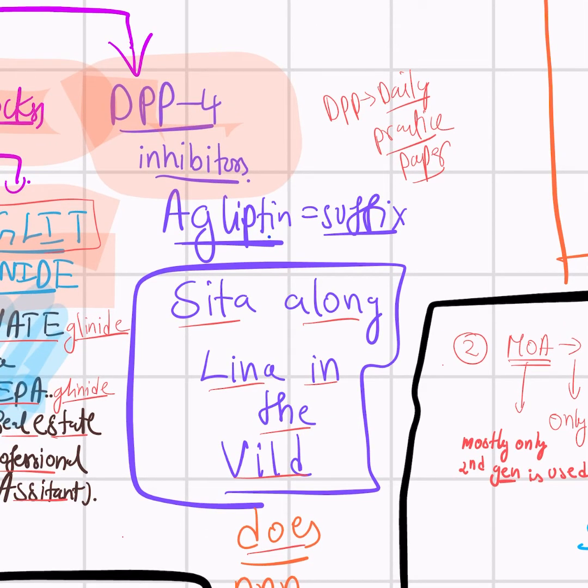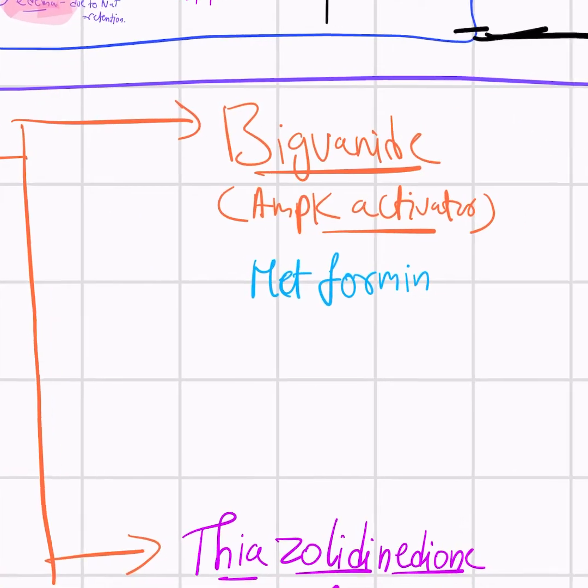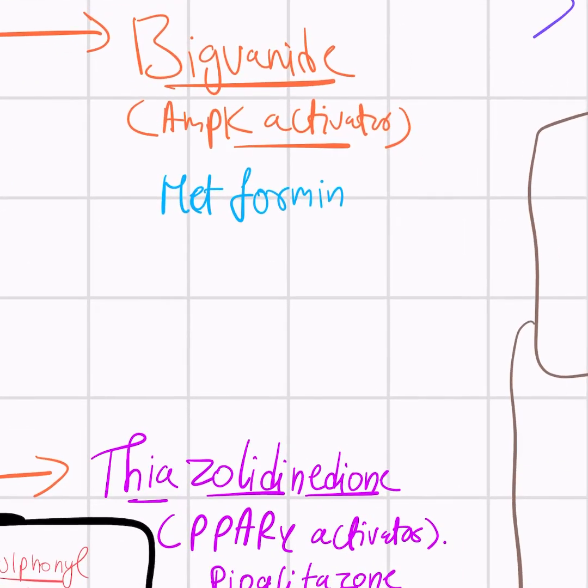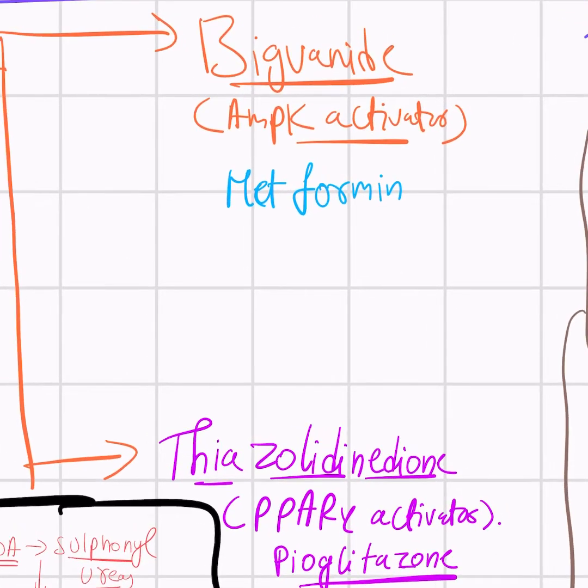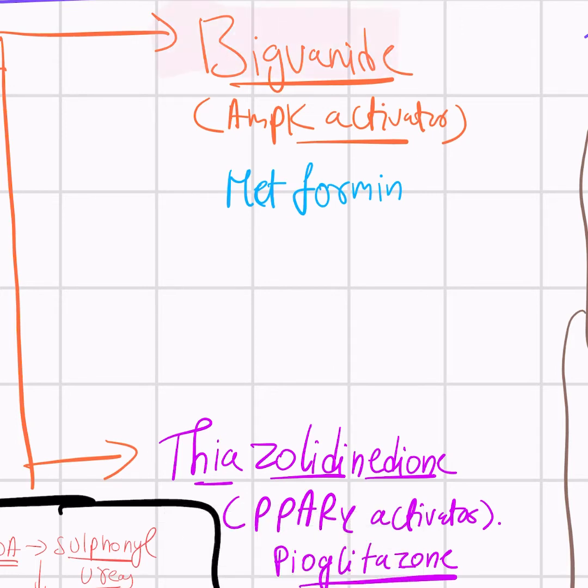Then we have decreasing the insulin resistance. This is more of a type 2 diabetes approach, right? In this we have two mainstays of drugs, which is the biguanides. The drug is metformin, and then we have thiazolidinediones. For this we have the drug called pioglitazone, right? We'll be talking about the mechanisms a bit later.